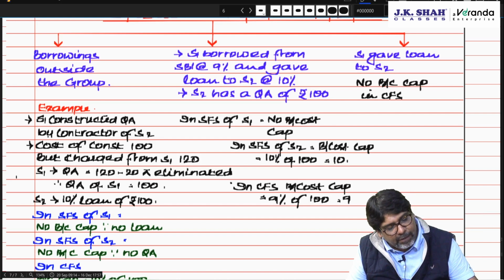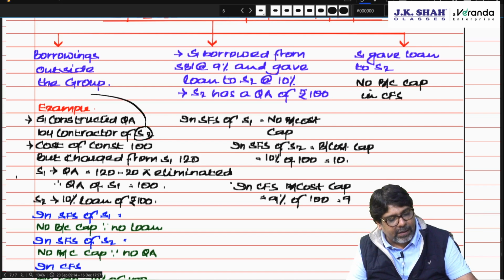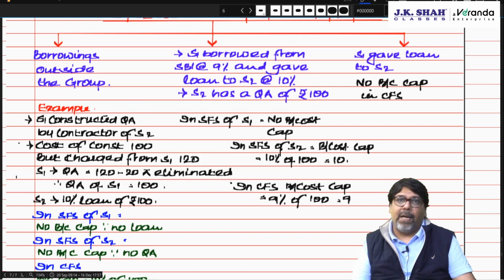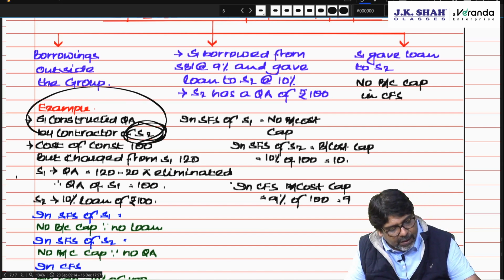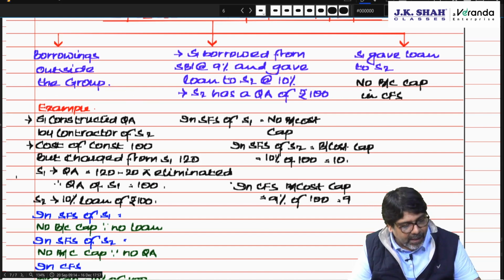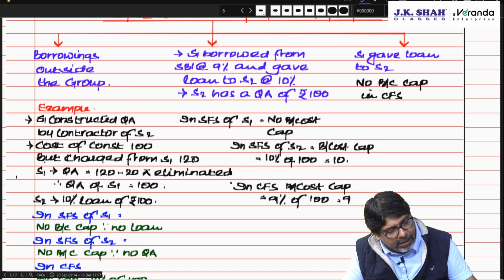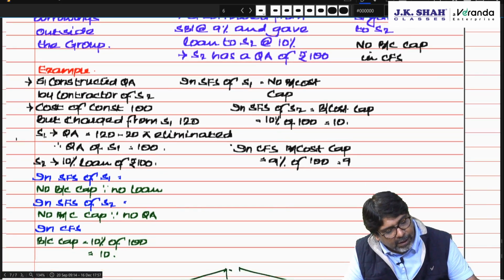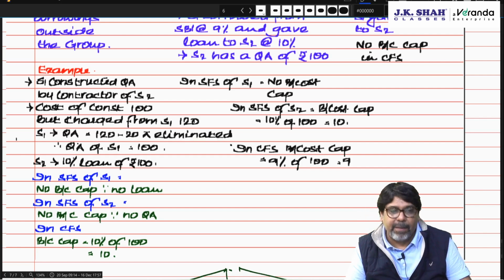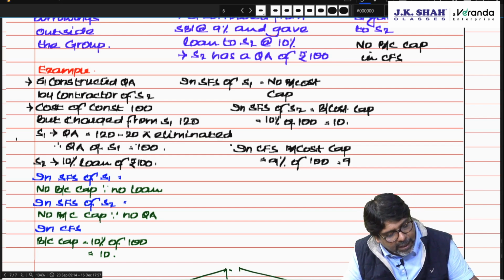S1 constructed a qualifying asset by a contractor, S2. So S2 constructed an asset for S1. Cost of construction is 100, but S2 is charging 120. You will capitalize borrowing cost. So S1's qualifying asset is equal to 100, that is 120 minus 20, profit eliminated, intercompany profit. So the qualifying asset of S1 is how much? 100 rupees.